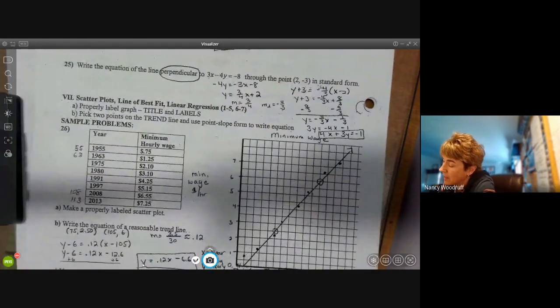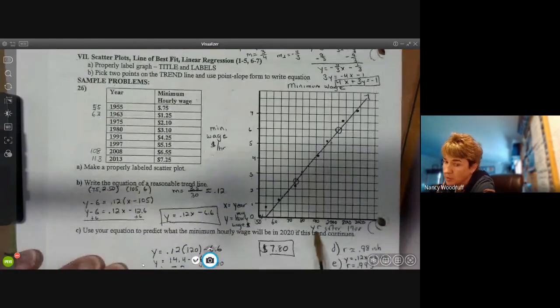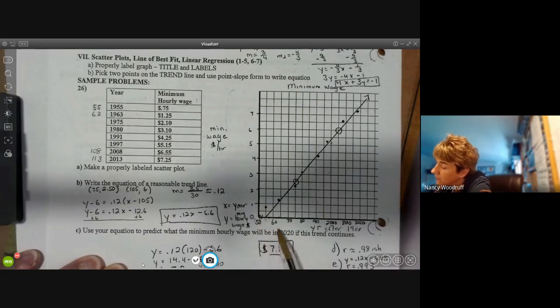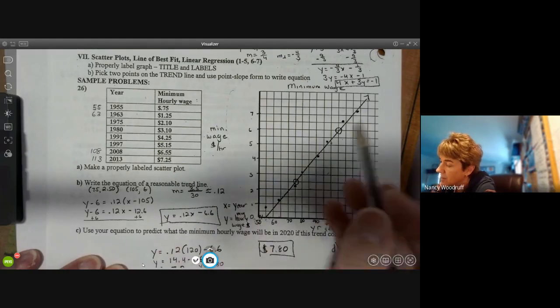I go up, and I've decided to put a break in the X because I don't start till 55, so I don't want all this empty graph to the left. Whoops, sorry. So I put years after 1900 there. So I have a break in the X, and I'm going to start with the 50, 60, 65, 70, 75. So I'm starting with 55 here, 55, 60, 65, 70, 75, 80, and so forth. Over here, I am starting at 0, and each block is 50 cents, and I've got to get up to at least $8. I plot all my points.